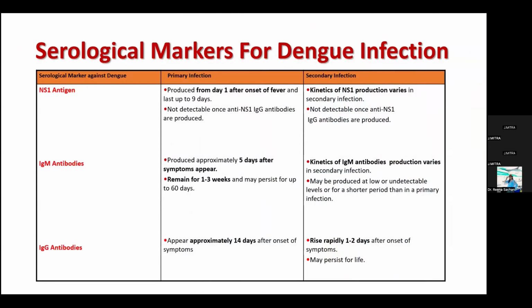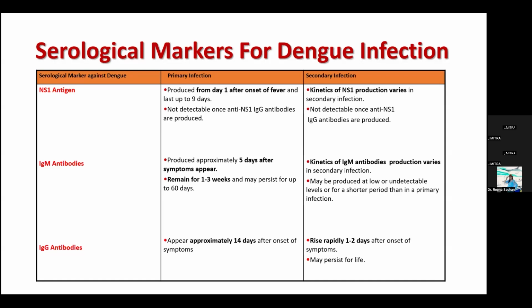But the interpretation is different in primary infection and secondary infection. The person who is getting infection for the first time has primary infection, and when the person gets infection again after the first time, maybe due to the same serotype or maybe due to a different serotype, that will lead to secondary infection. So NS1 antigen is usually produced from day 1 after the onset of fever, and it may last up to 9 days. And after that there is detection of IgG antibodies.